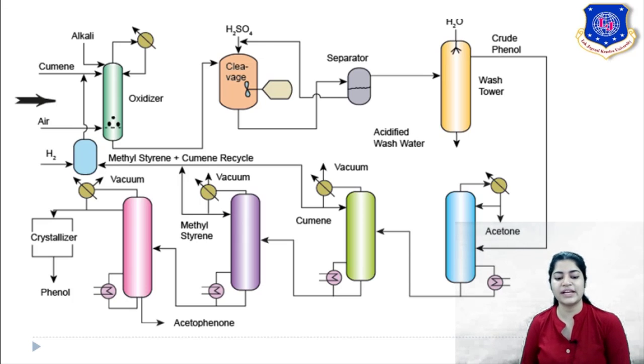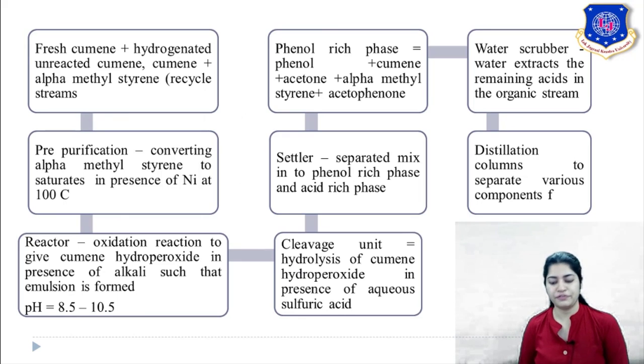the bottom product is what? Acetophenone, right? So these are what? Four series of distillation columns which separate your organic components. So this way you get your phenol.